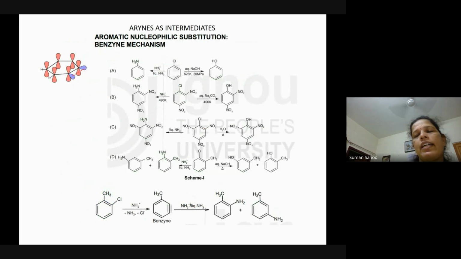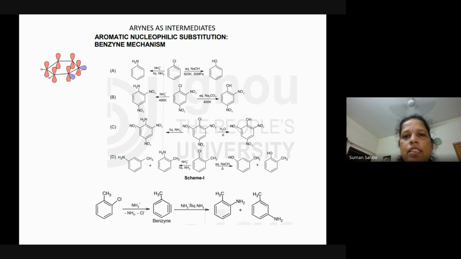Next comes arynes as intermediates. I think in your BSc you must have studied aromatic nucleophilic substitution reactions. In aromatic nucleophilic substitution, you have the addition-elimination mechanism and the elimination-addition mechanism, and there is another one. It goes through these mechanisms; I forgot the other one, I will check.